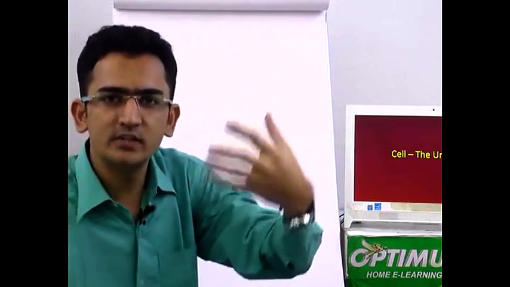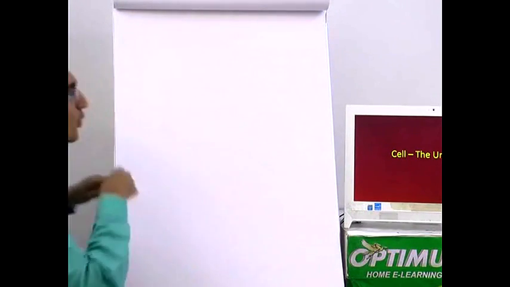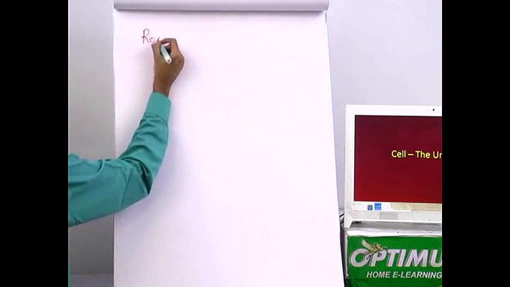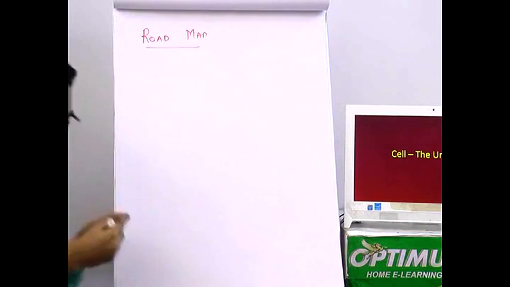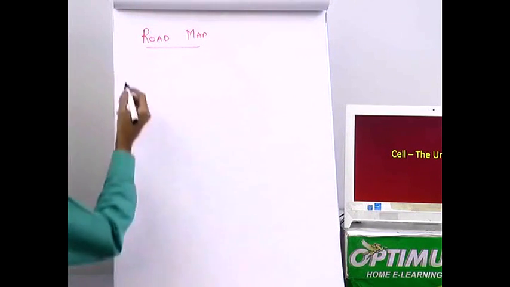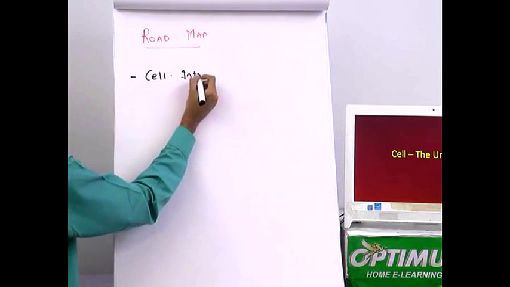Let us try to understand what are the points we'll be covering in this chapter, what we call the roadmap. The roadmap of the chapter: we will first take an overview of the cell. हम एक cell का general परिचय लेंगे, which is called cell introduction.